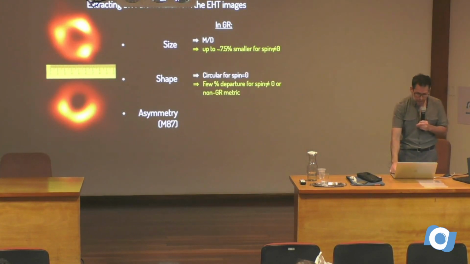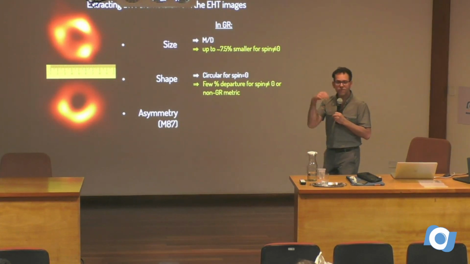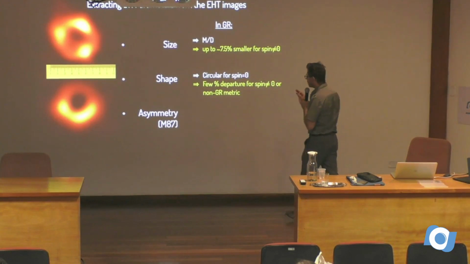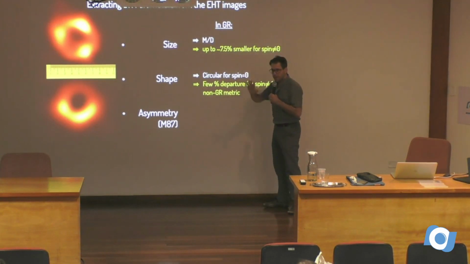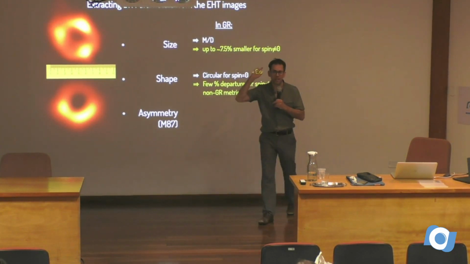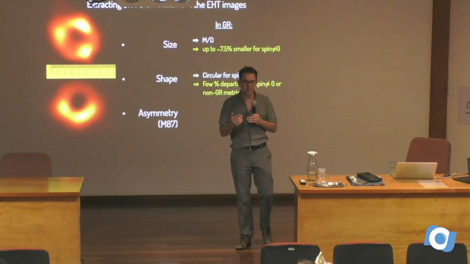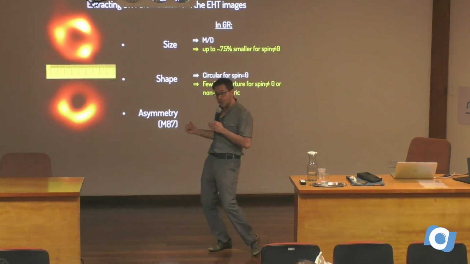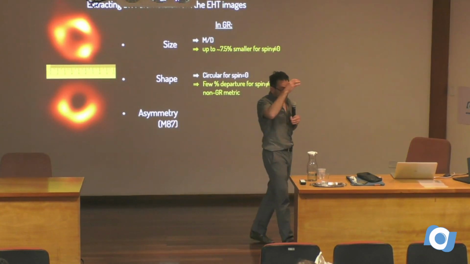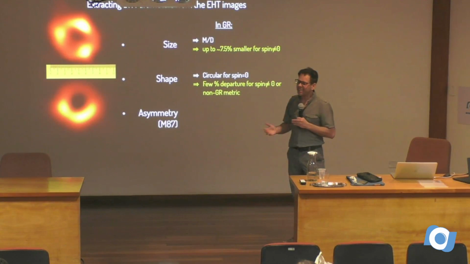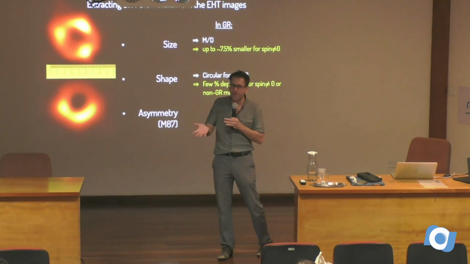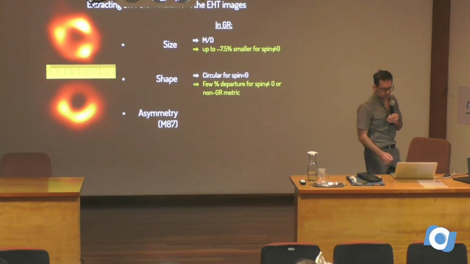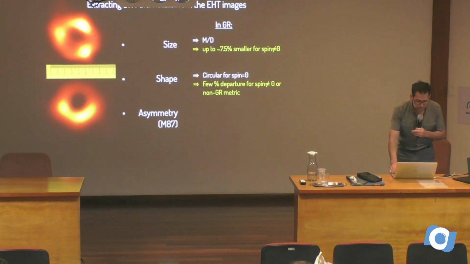And then the shape is a perfect circle for a Schwarzschild solution. So for a black hole that is not spinning. And then you have a few percent departure from circularity if you have a spinning black hole, but also if GR is not correct. Okay? Unfortunately, the two effects are coupled. So if you want to use these images and see deviations from GR, you gotta know the spin. Because otherwise, one effect could be due to the spin and not to a different space-time. And finally, the asymmetry.